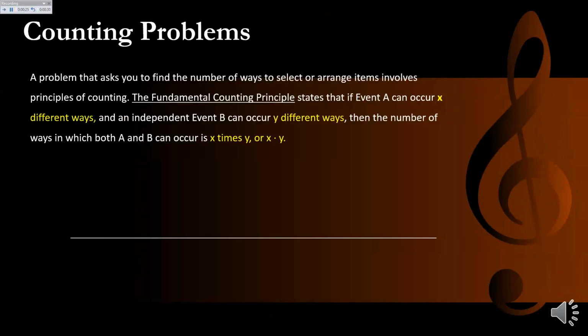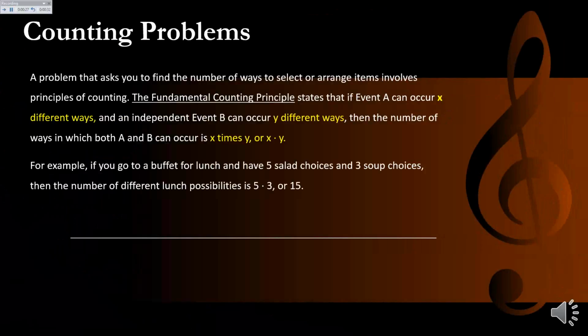For example, if you go to a buffet for lunch and have 5 salad choices and 3 soup choices, then the number of different lunch possibilities would be 5 for the salad choices and 3 for the soup choices. Then you just multiply those together. 5 times 3 is 15.